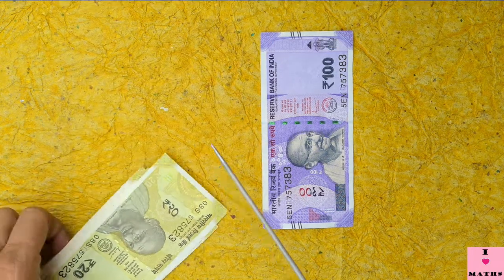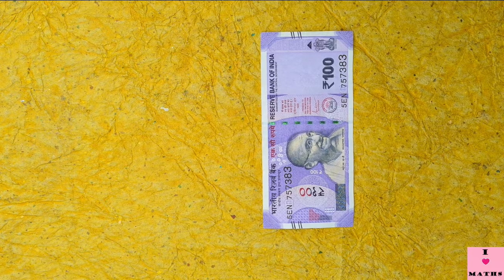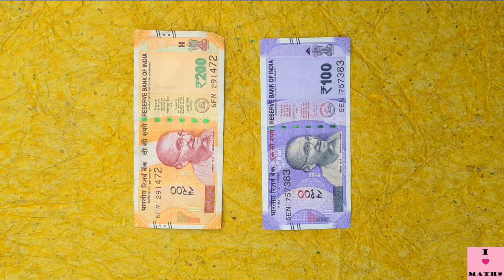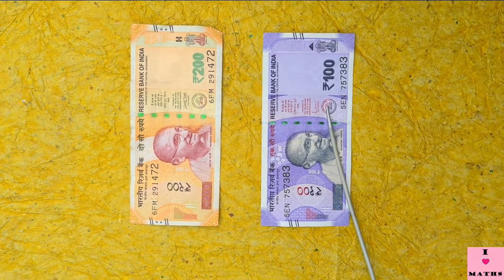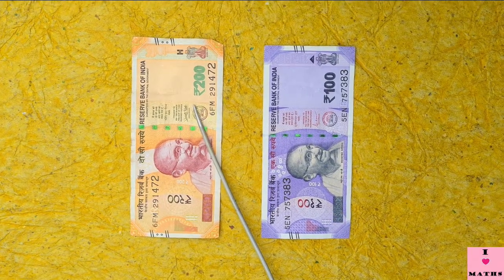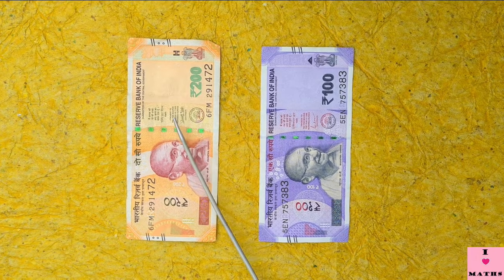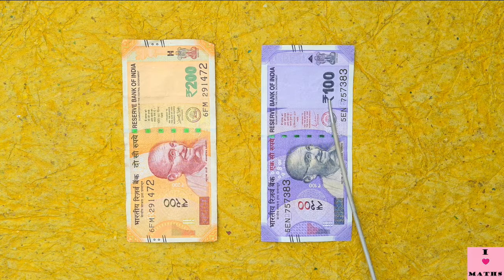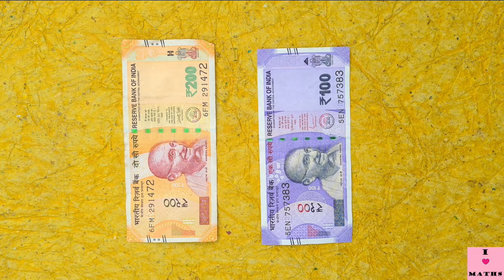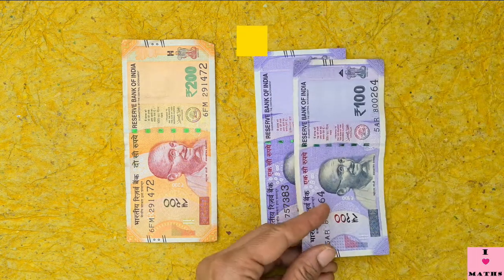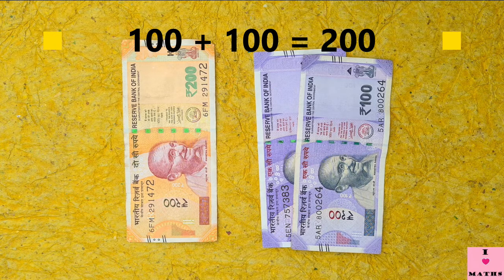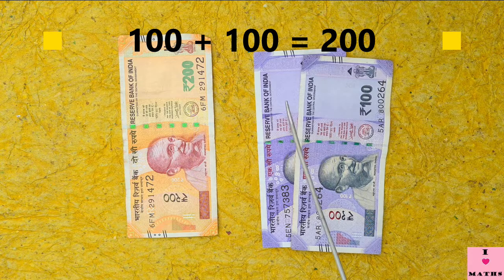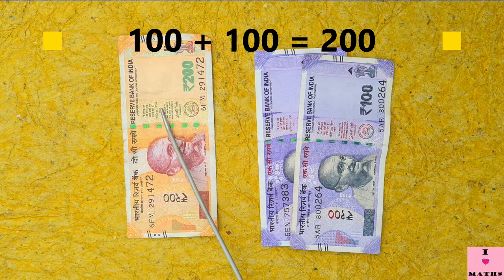Okay, now one day my friend came to me with a 200 rupee note and she wanted change. Can I give this 100 rupees in place of this 200 rupees? No, obviously not, because 200 is more than 100. So what I will have to do, I will have to give her two 100 rupee notes in place of this 200 rupees. So 100 plus 100 makes 200.